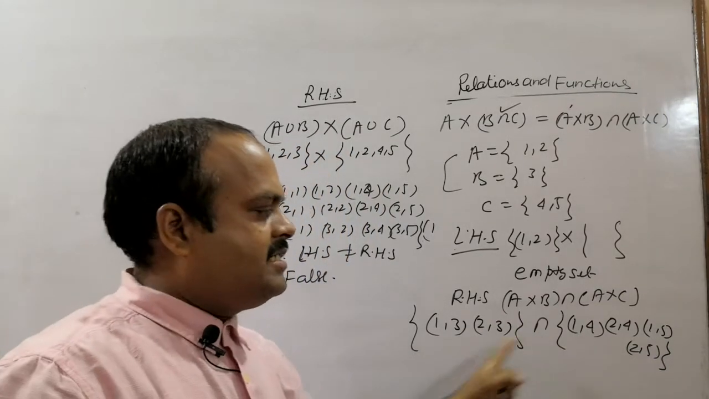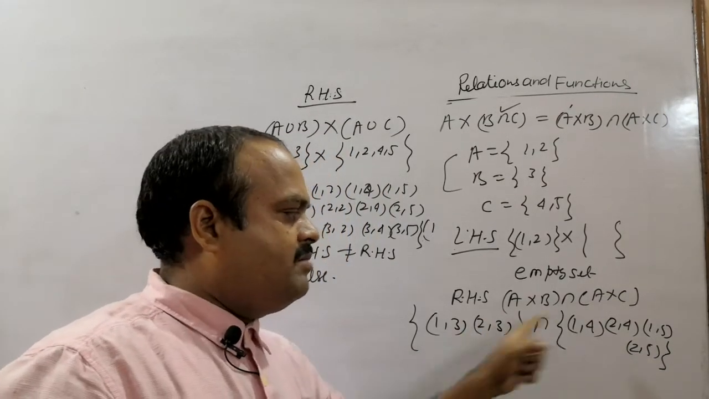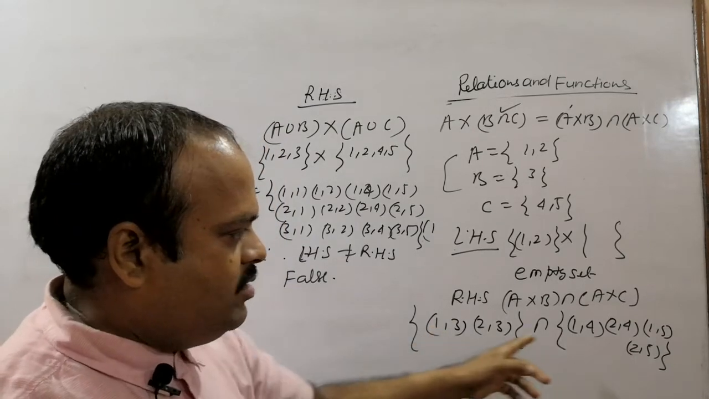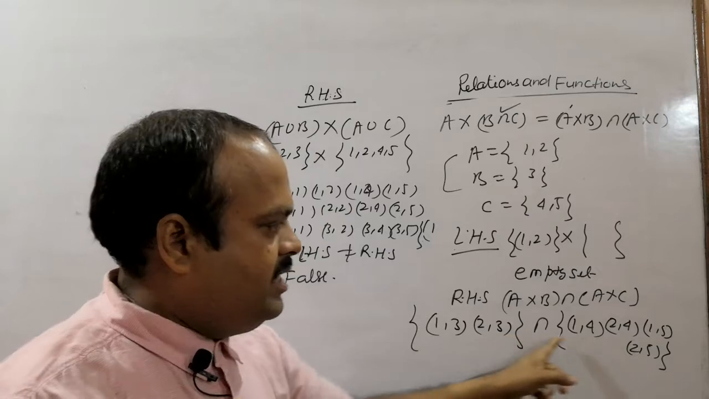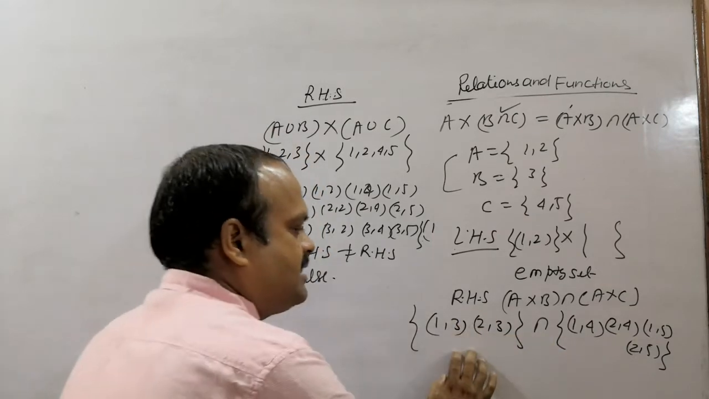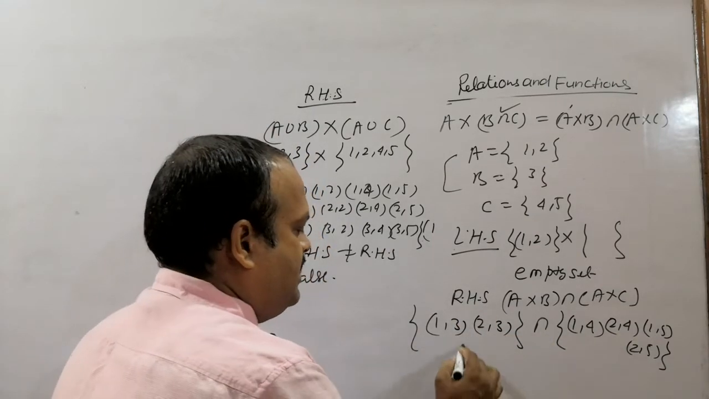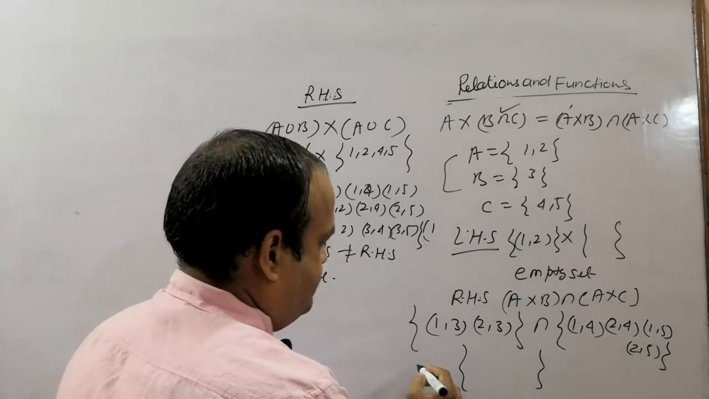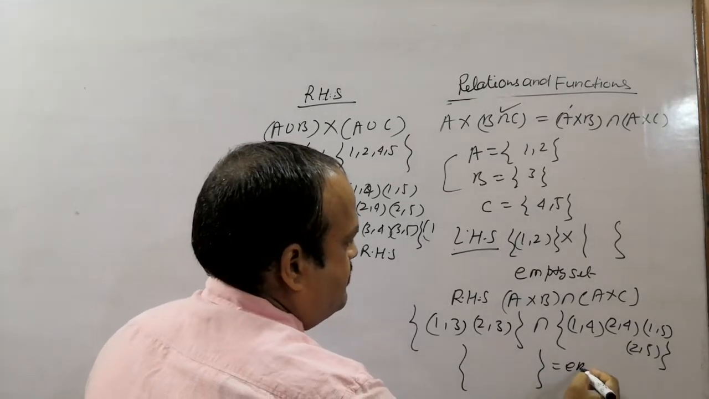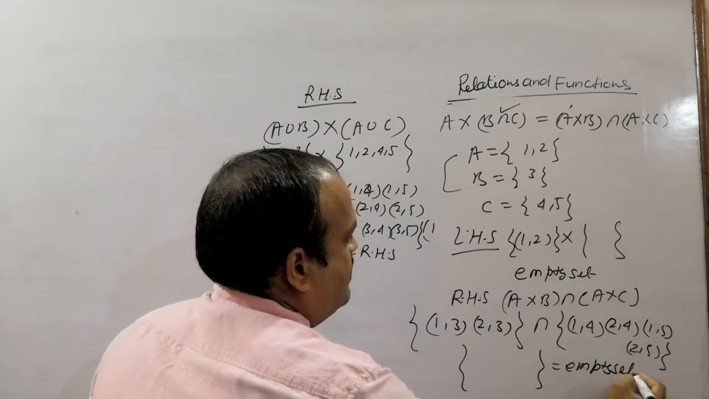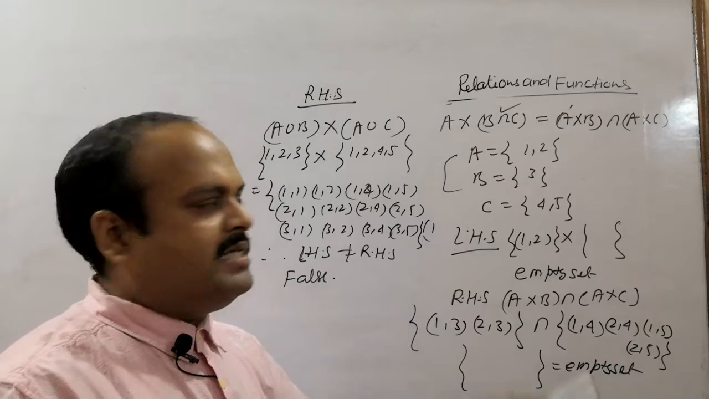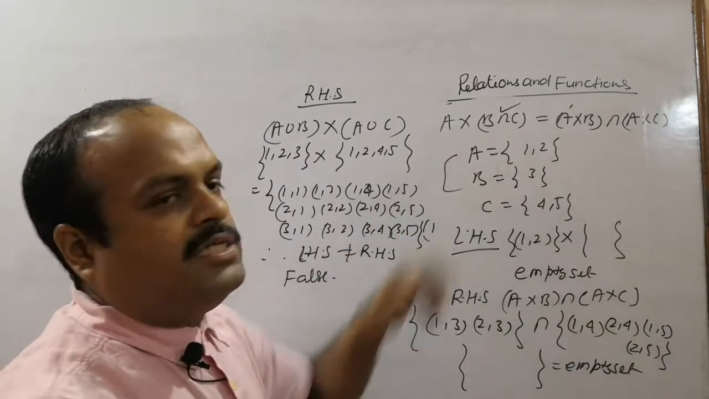So the intersection between these two, find out the common ordered pairs. (1,3), do we have? No. (2,3), do we have? No. So intersection in these two will be an empty set. So LHS empty set, RHS empty set, therefore this statement is true.